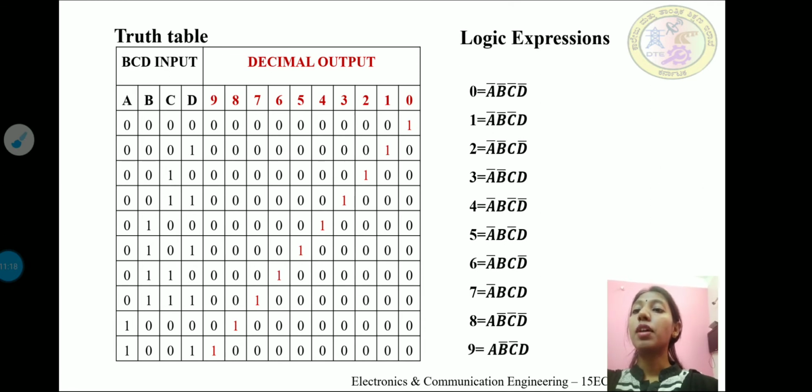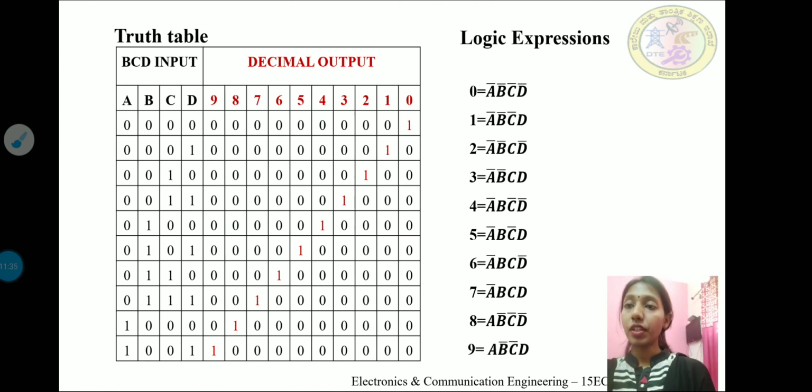And when the input applied is 0, 0, 1, 1, decimal output line 3 becomes active and the other outputs are 0. When 0, 1, 0, 0 is applied, decimal output line 4 becomes active and the remaining bits are 0. When the input applied is 0, 1, 0, 1, decimal output line 5 is active and the other bits are equal to 0. When the input applied is 0, 1, 1, 0, which corresponds to digit 6, D6 output line is active and other output lines are inactive.